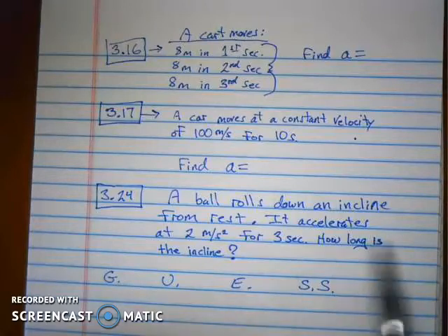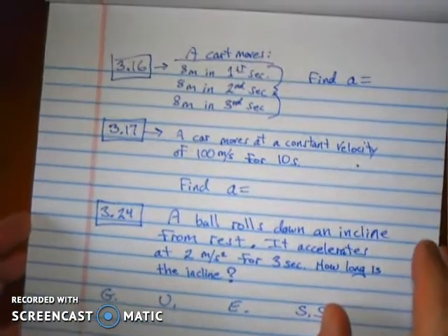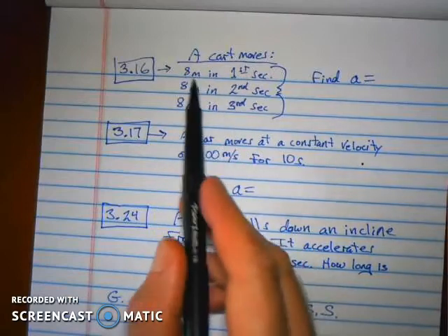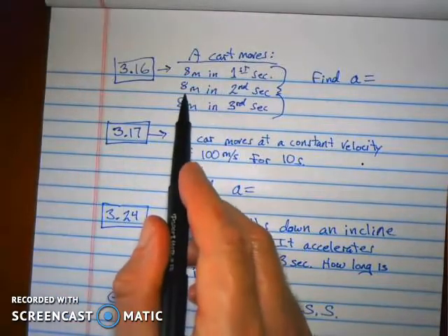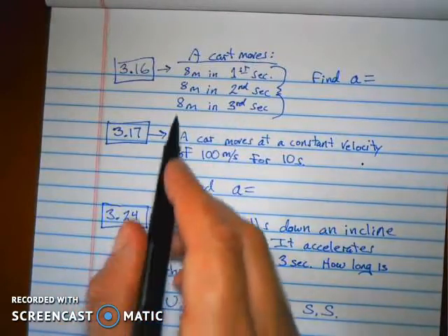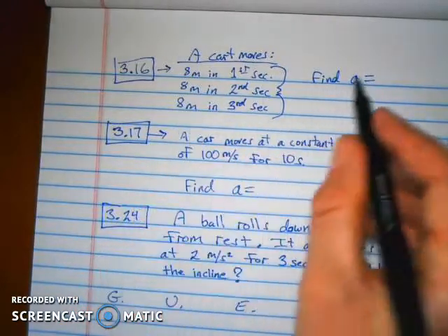Okay, I wanted to review 3 problems from the quiz that caused the most difficulty. First, a problem read that a cart was moving 8 meters in the first second, another 8 meters during the second second of travel, another 8 meters during the third second of travel. So if you look at that, you can ask, well, what's the acceleration of the cart?